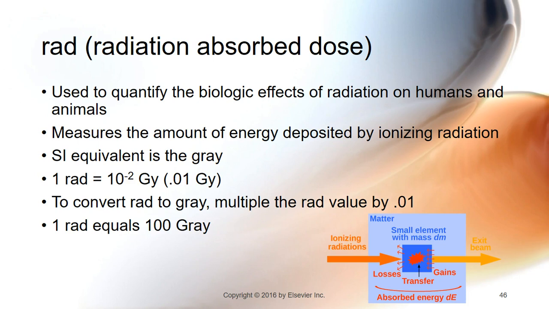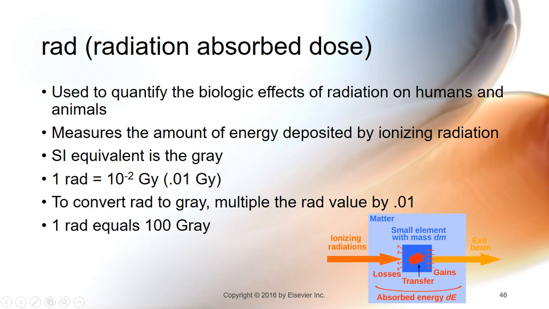There's another symbol right here. 1 rad is 10 to the negative 2 gray, or 0.01. So we went 2 places. Here was a 10, you go 1, 2. And then to convert rads to gray, multiply the rad value by 0.01. 1 rad equals 0.01 gray. There's tenths, there's hundredths.